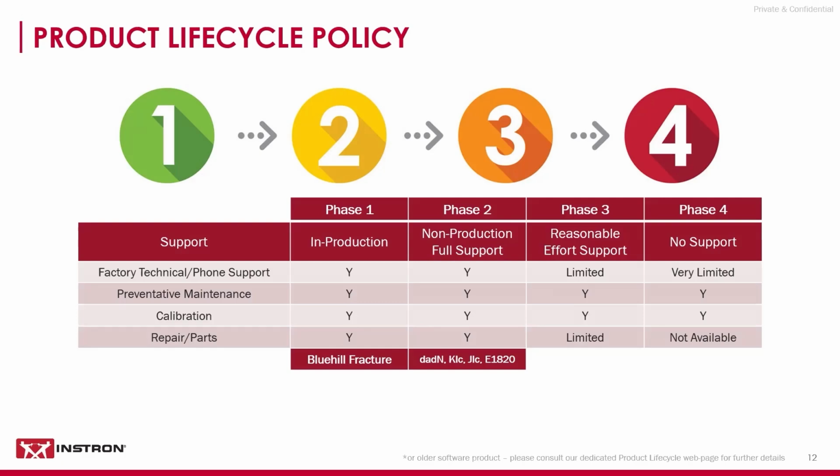Phase four is where, unfortunately, we don't offer any support. Our support on the phone is very limited. These are very, very old systems typically. However, we are still providing preventative maintenance and calibration. However, our repair and spare parts are very limited and are typically not available. Examples of software that we're talking about: Bluehill Fracture is in phase one, so it's fine, it's Windows 11 ready. However, in phase two, we have other types of software: dadN, K1C, J1C, and E1820, just to name a few.